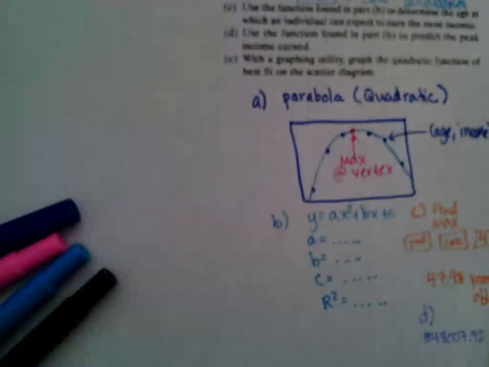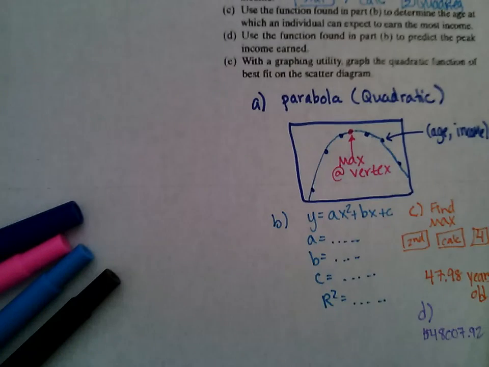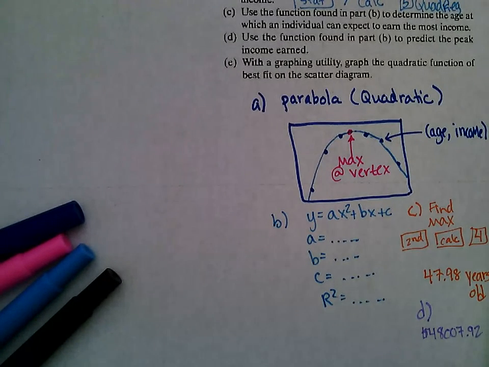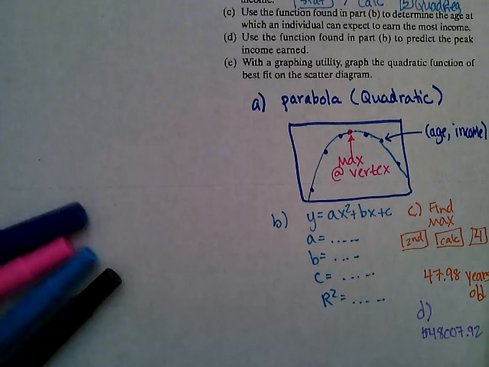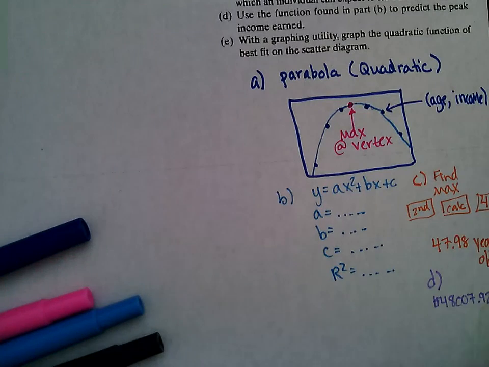Letter E. With a graphing utility, graph the quadratic function of best fit on the scatter diagram. Joke's on them. We already did that. That's where we drew our parabola on there, so part E is already done.